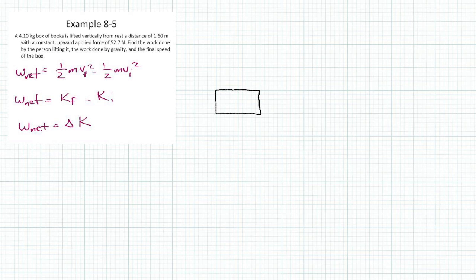Okay, that's our box of books, and the mass is 4.10 kilograms. Which means that our mg, we take that times 9.81, that would be 40.2 newtons. That's our weight force due to this mass of books.